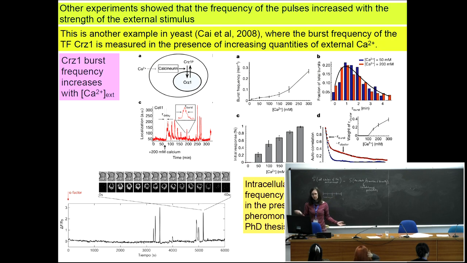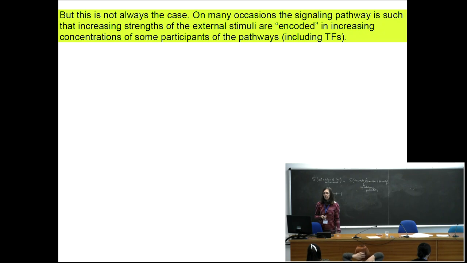So this is another example. This is an experiment of a student that we co-directed with Pablo Aguilar, Nahuel Tarkovsky, and we've observed pulses of calcium in the presence of pheromone in yeast. So there are examples in which you encode the strength of the stimulus, the concentration of the effector, into a frequency. And in other cases, the stimulus strength, the concentration of what's in the environment, is encoded in increasing concentrations of something that varies more stationary, in particular the transcription factor.